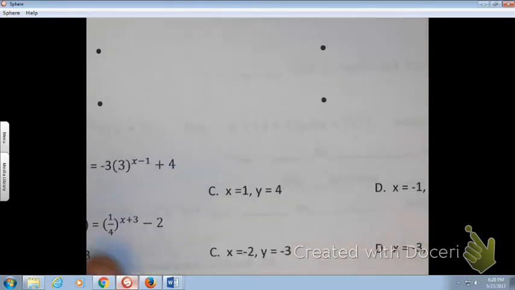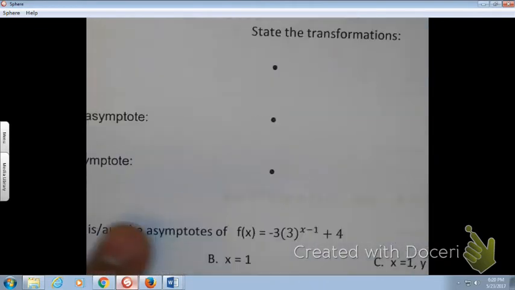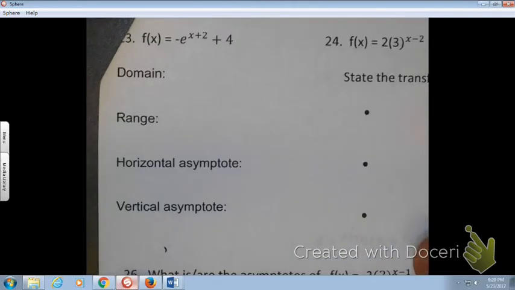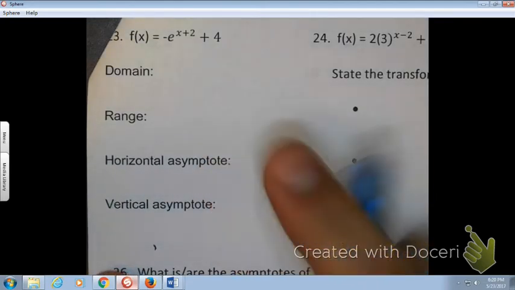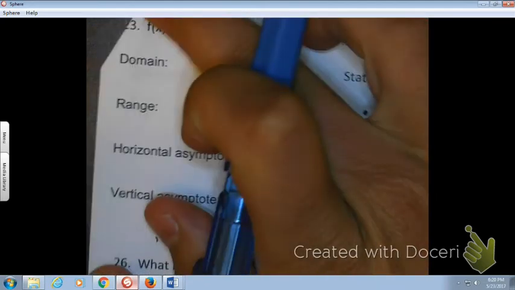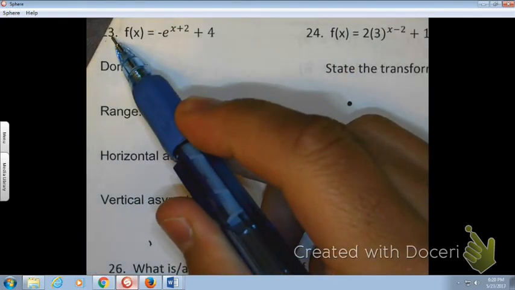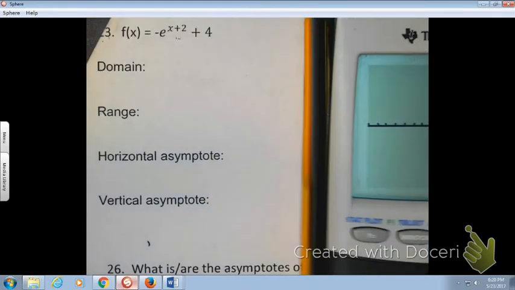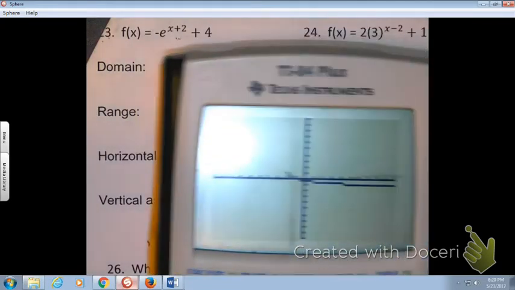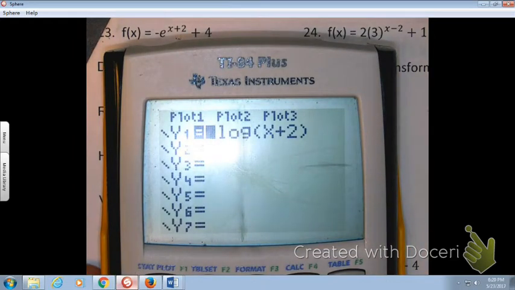Let's go to the back side. And I'm going to go over 23. Now, we're no longer talking about logs. We're talking about exponential. In number 23, we need to graph this. So when we graph it, we need to put exactly as it is here.